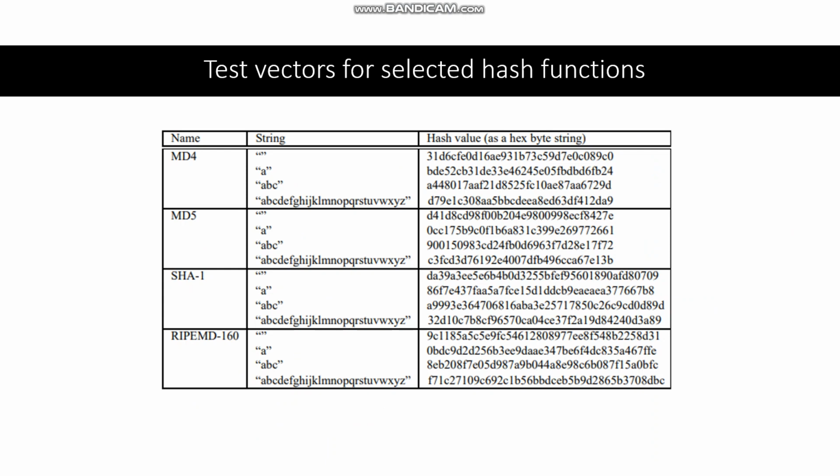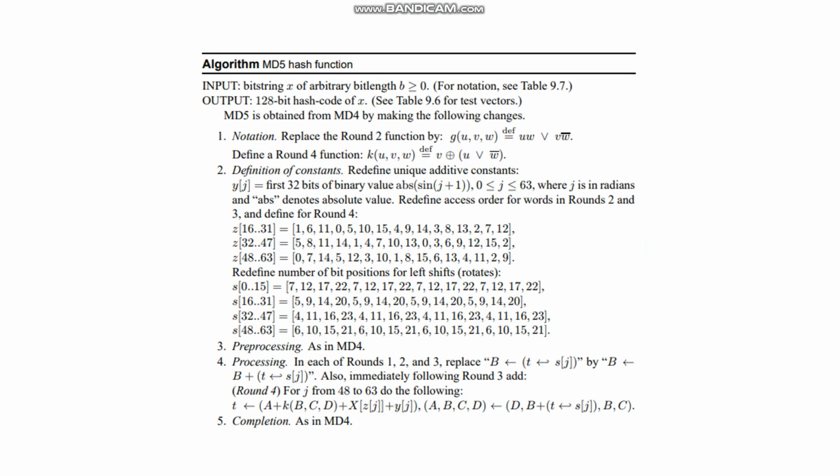And if you open the book, in the MD5 hash function, the input is a bit string x of arbitrary bit length b larger than or equal to 0. The output will be the 128-bit hash code of x. MD5 is obtained from MD4 by making the following changes.